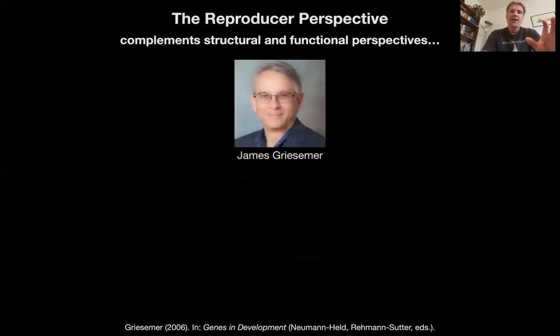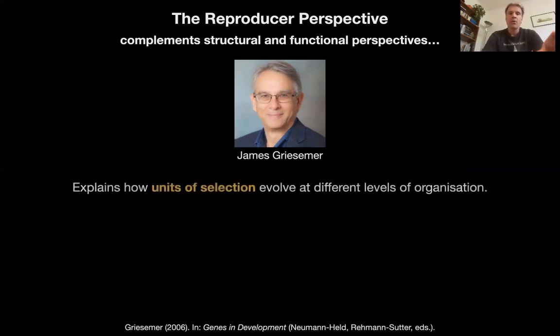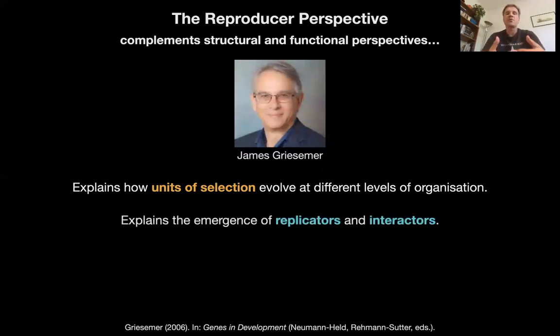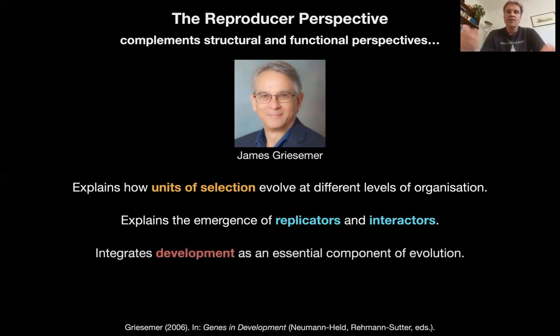So the reproducer perspective, and this is beautiful, complements the structural and functional perspectives we were talking about before. It's not competing with them at all. Griesemer writes that it explains how units of selection evolve at different levels of organization. So it covers the blind spot of the unit of selection structural perspective. It explains the emergence of replicators and interactors through these evolutionary major transitions. And it integrates development as an essential component of evolution, while the structural and the functional perspectives, remember, had problems accommodating development and decided, we're going to talk about that in the next module, to just exclude development from considerations of evolution.